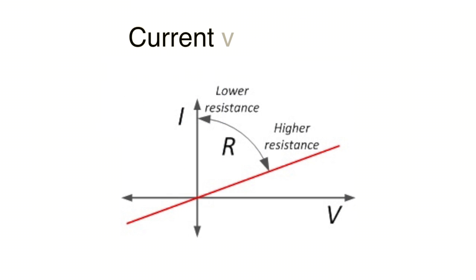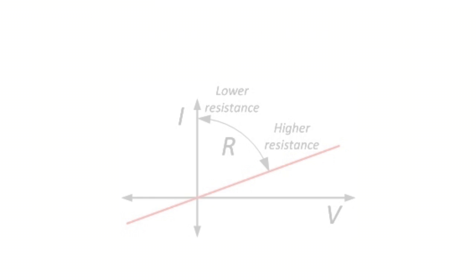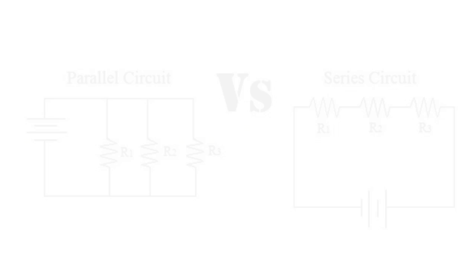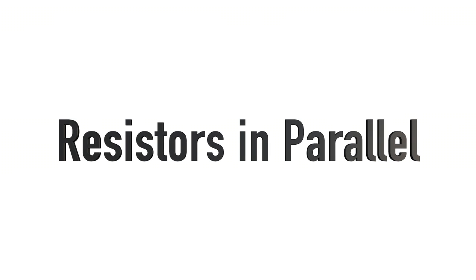Resistors are also interesting because their placement on a circuit can affect the current and voltage. Resistors can be placed in either parallel or series, and in this video we will be talking about the two different configurations. Resistors in parallel.